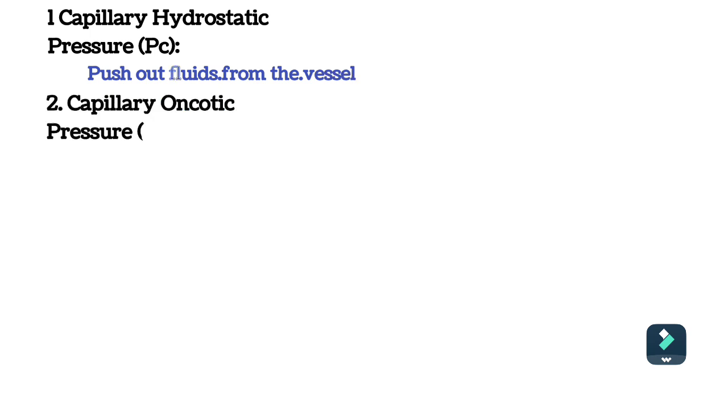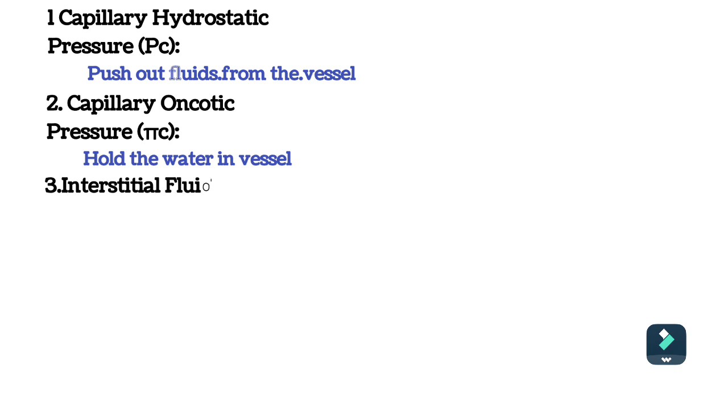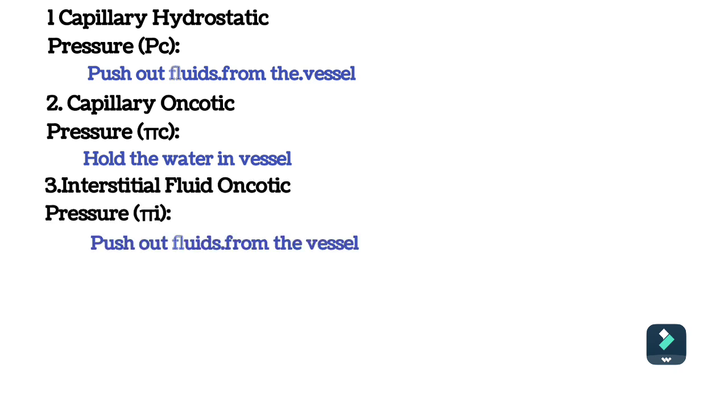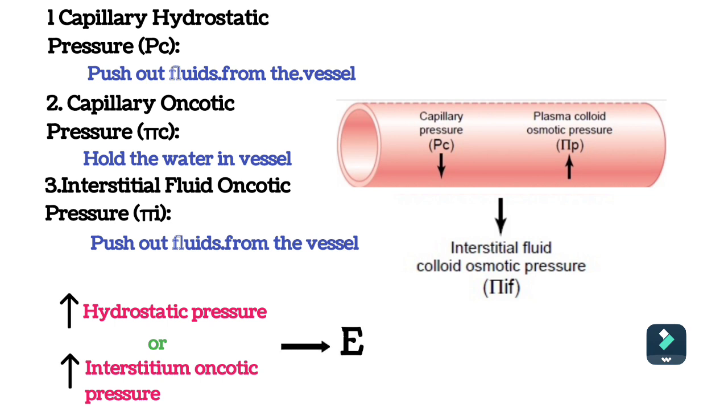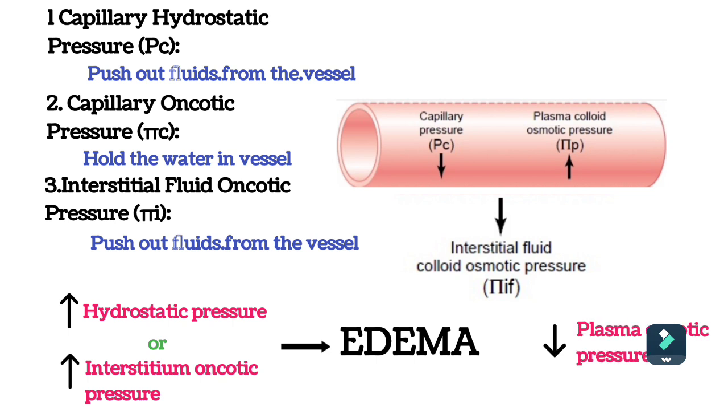Let's summarize it. 1. Capillary hydrostatic pressure normally pushes fluids from the vessel. 2. Capillary oncotic pressure holds the water in the vessel. 3. Interstitial fluid oncotic pressure also pulls out fluids from the vessel. In short, any factors that increase hydrostatic pressure or increase interstitial oncotic pressure will increase fluid leakage from the vessels into the interstitium and will cause edema. On the opposite side, any factors that decrease plasma oncotic pressure will also lead to increased fluid leakage and result in edema.